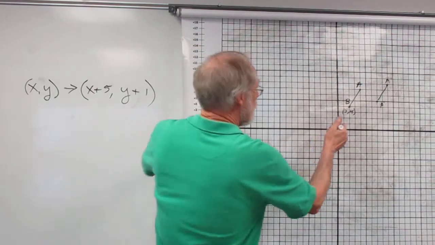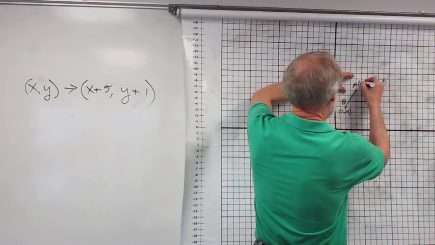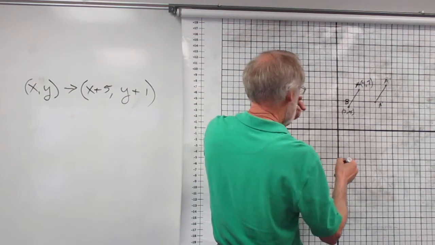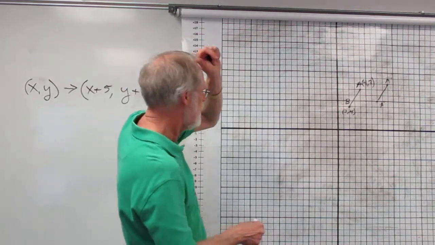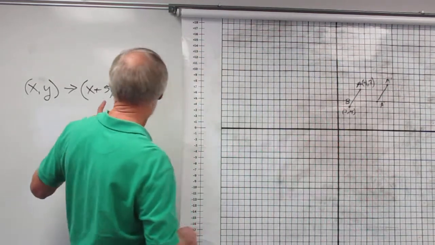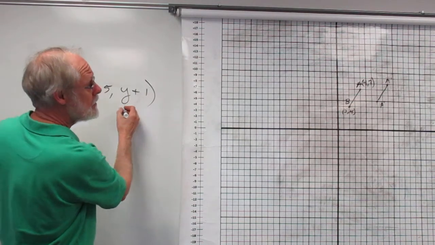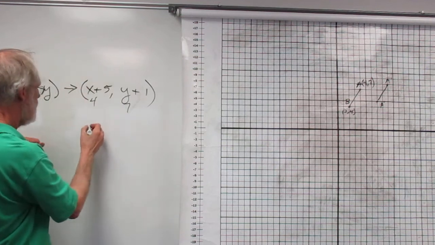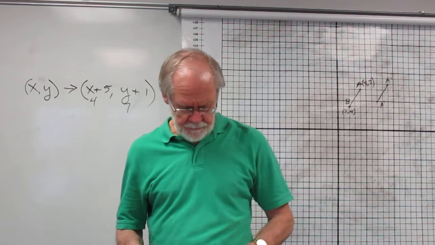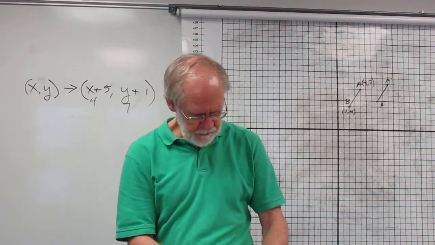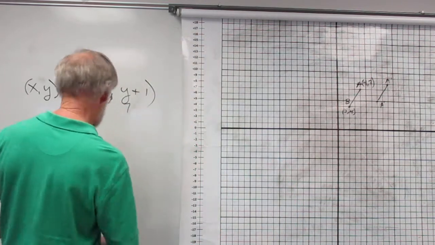The second one, I would take this point, which is (4, 7). And the new one is going to be 4 plus 5 is 9, and 8, because I took 4 plus 5 and 7 plus 1. So I get a new point of (9, 8). All right, that's translations. Now, there is another way of expressing a translation, and it is with a vector.